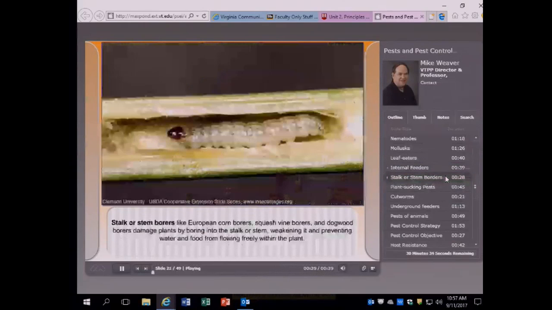The next group are the stalk and stem borers. The larval stage of some insects and insect-like pests bore into stalks and stems. This harms the plant by weakening the stalk or the stem and by preventing water and food from flowing freely within the plant. Weakened plants may blow over or lodge, or wilt as a result of the damage. Examples of these borers include the European corn borer, squash vine borers, and the dogwood borers.